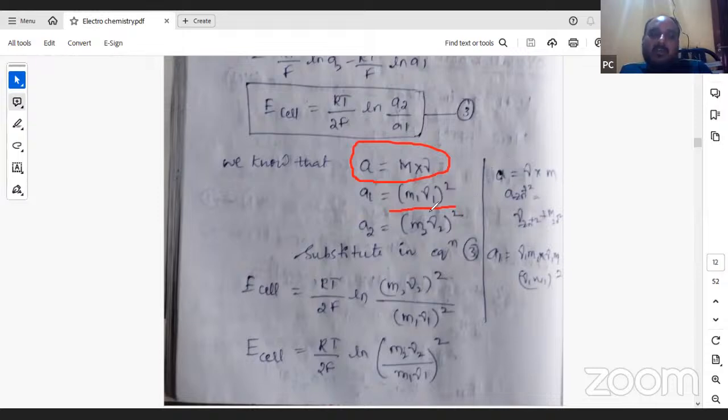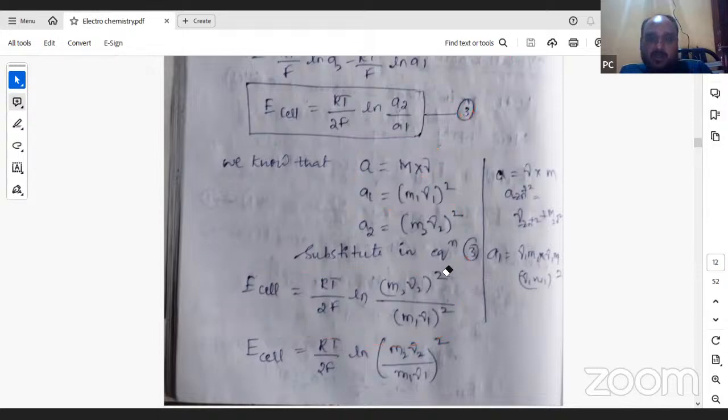HCl will be there. That's why, combining these, that will give M1 gamma 1 square and M2 gamma 2 square. These values will be substituted in this equation 3. Therefore, E cell is equal to RT by 2F ln (M2 gamma 2)² by (M1 gamma 1)². So the 2 will come to the front because ln x to the power of n means n ln x. The 2 will get cancelled, and simplifying we can get the solution.